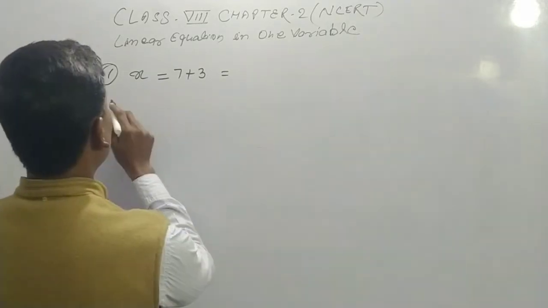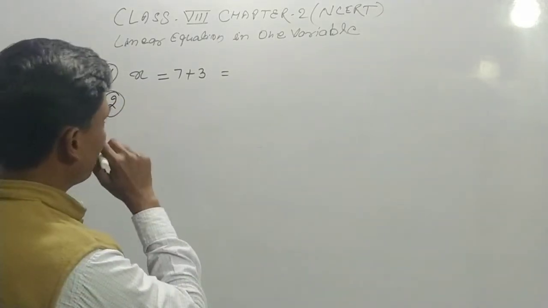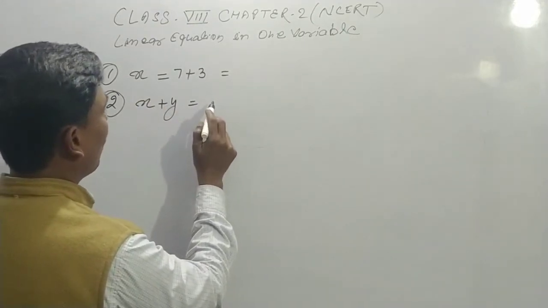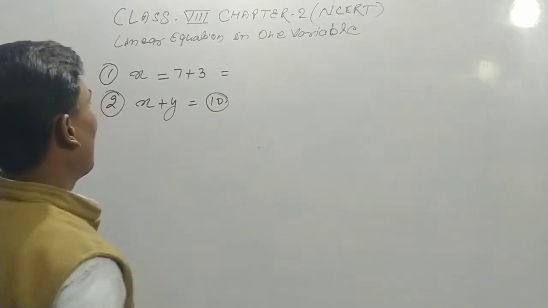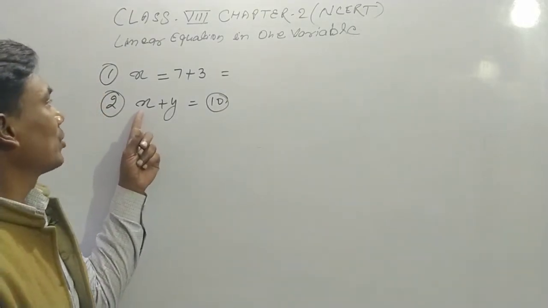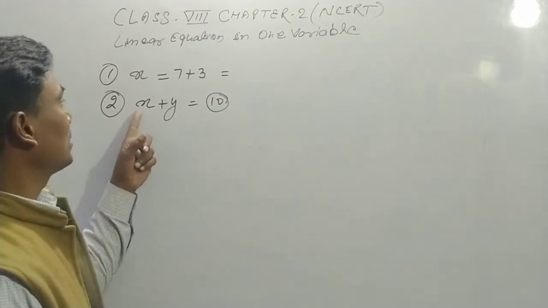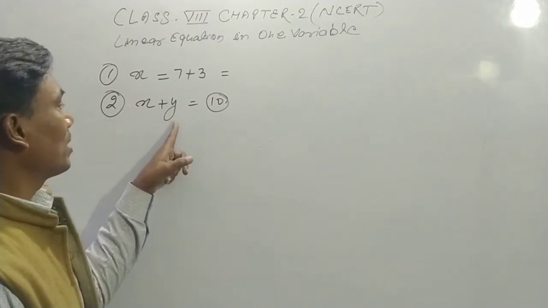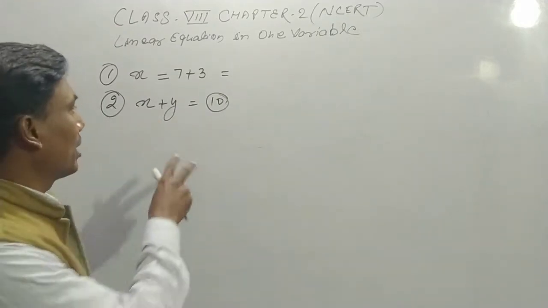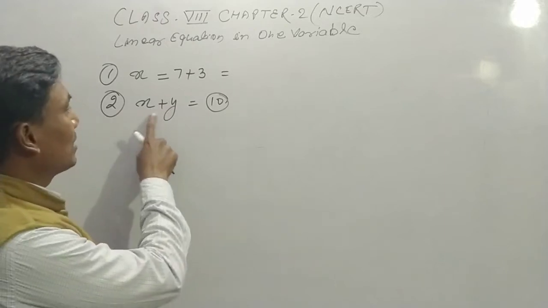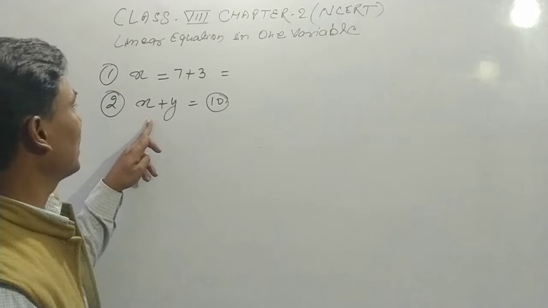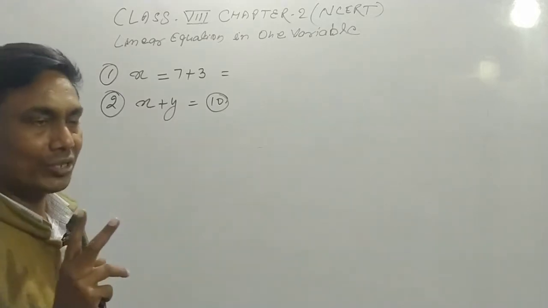Take another example: x + y = 10. After considering this second equation, we can see that there are two variables in this equation, x and y. So we can say that this is a two variable equation.